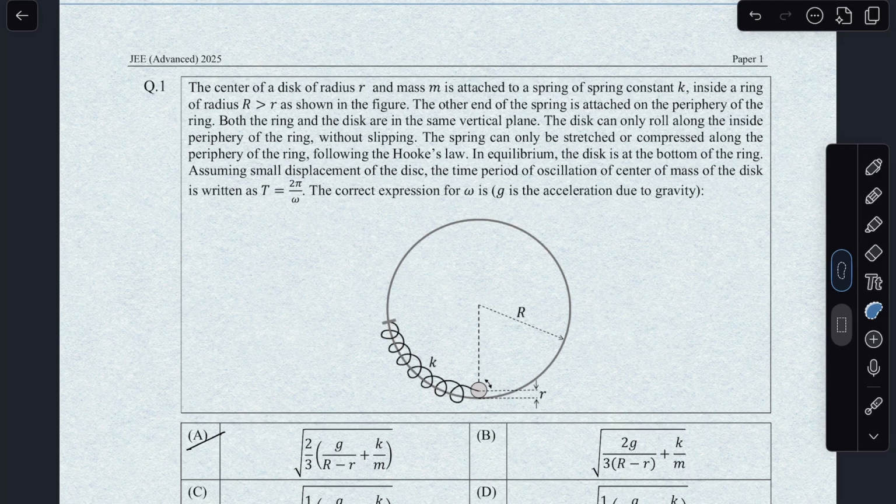So in today's lecture, we will discuss the JEE Advanced 2025 paper which was conducted today. I just got the paper right now. So one by one, I will be uploading the solutions for this question paper.